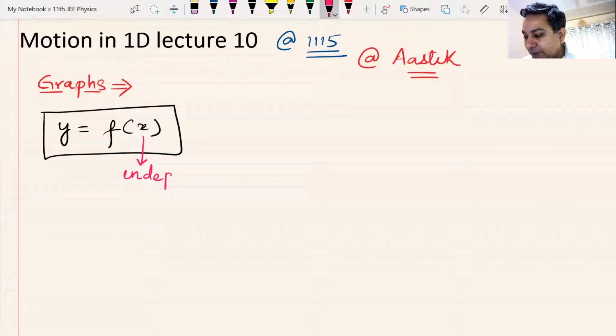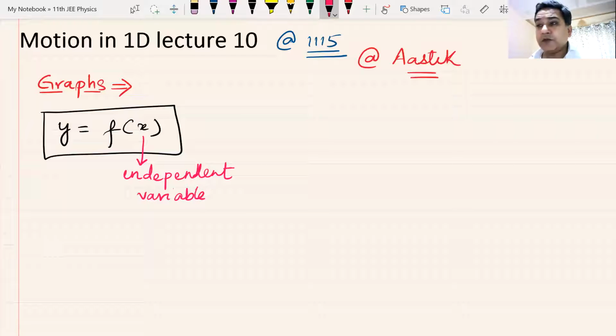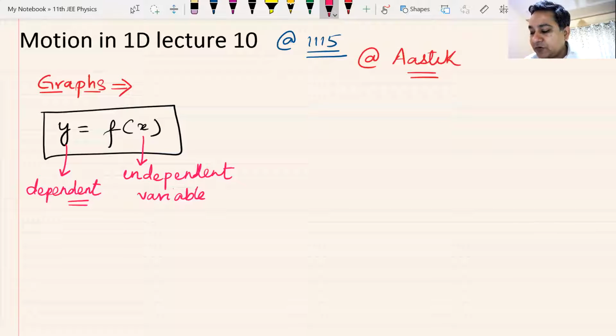X is known as the independent variable. But y is known as, what is y known as? X is the independent variable and y is the dependent variable. Do we recollect this? You can always go back on your app. Your app is very informative. You can see my lectures on basic maths where we have discussed functions, differentiation and integration, because we'll be needing it now.